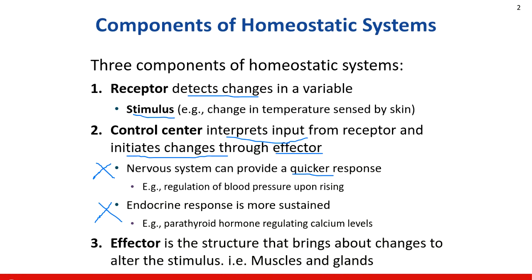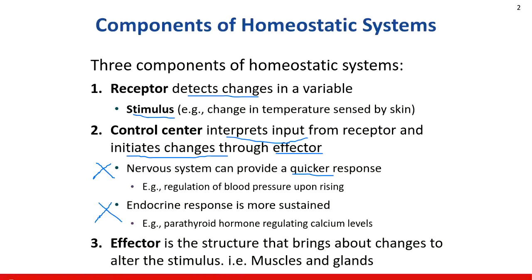So just think of a reflex. Someone taps you on the knee when you go to the doctor and your leg jerks. That's elicited through the nervous system. Relatively quick response. The example here is the regulation of blood pressure upon rising. The reason why most of you don't pass out when you stand up quickly is because the blood pressure alters and compensates for your body's positional change, and that all occurs through the nervous system.